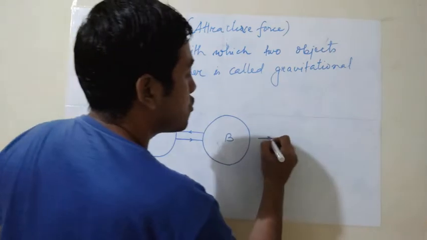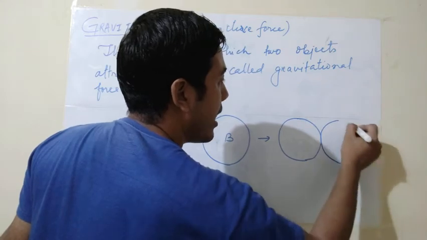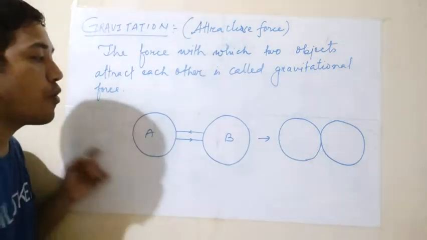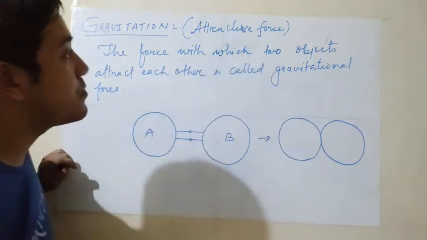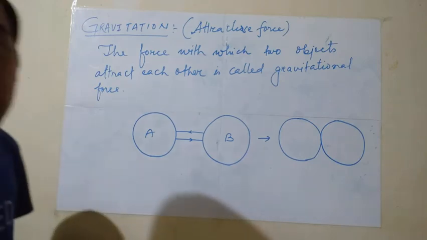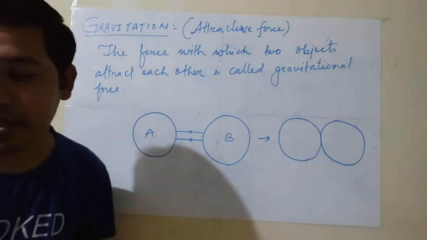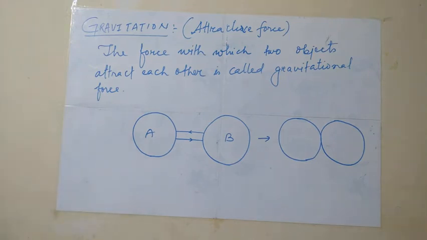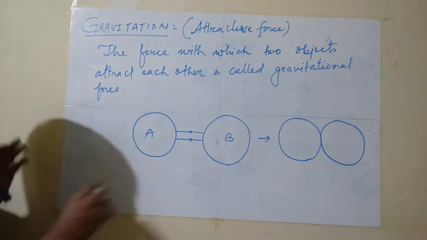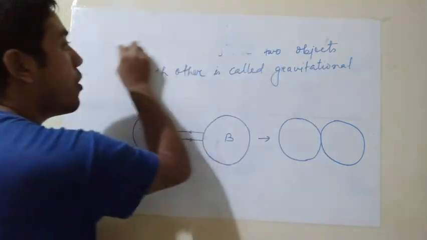Because of this, these two objects will be combined, okay. And this type of attractive force is known as the gravitational force. That's why the force with which two objects attract each other is called gravitational force, okay. Please copy down this first one, and then we will start the universal law of gravitation.